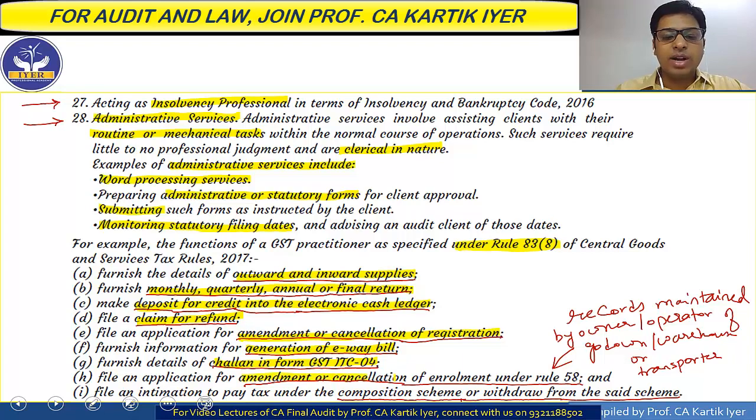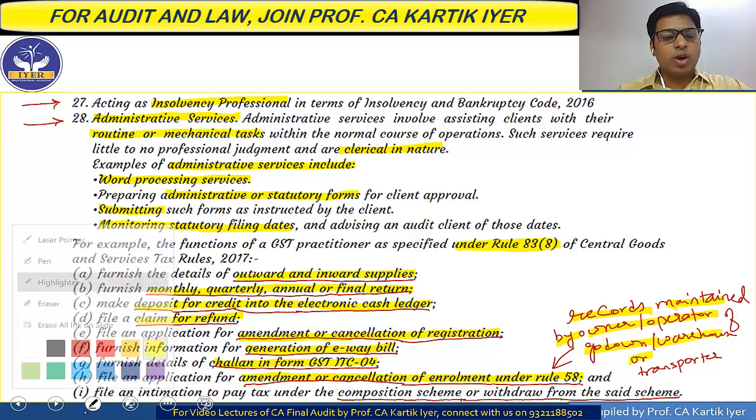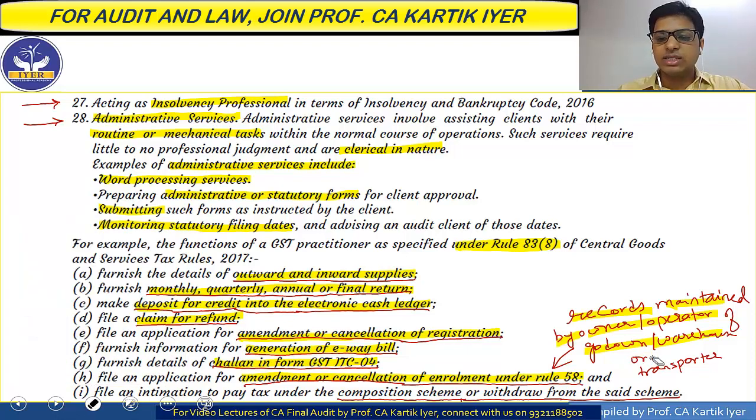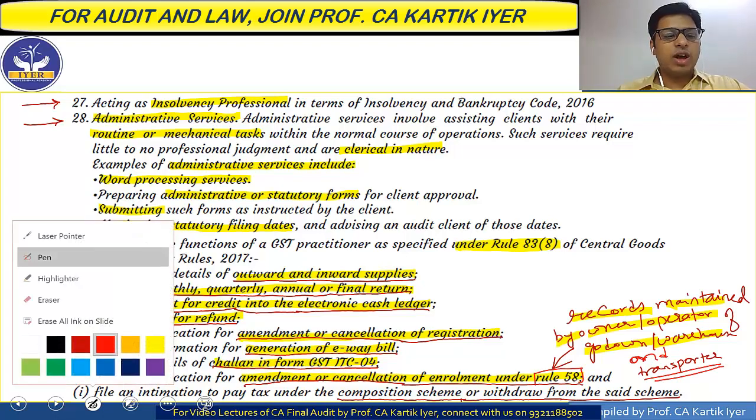Then you have amendment or cancellation of enrollment under Rule 58. Remember Rule 58 of GST, that is records maintained by owner or operator of godown or warehouse, or this should not be or, this should be and. This should be and. Just a second. This should be and, and transporter. That is basically your Rule 58 of GST.